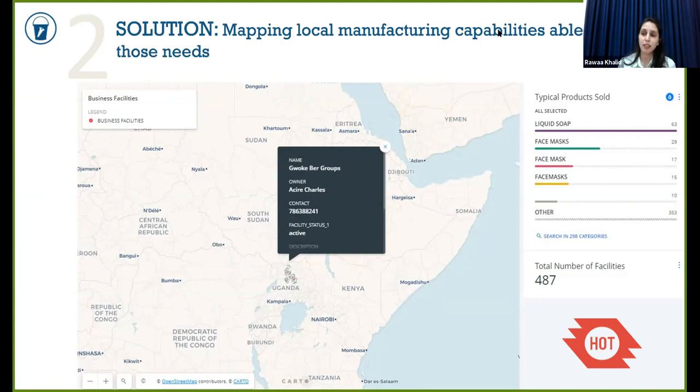So for example, we are searching for where the nearest 3D printers are to these needs, because with 3D printers we can make, for example, a face shield. Or where is the nearest injection mold to our needs, because with injection molding we can also make face shields. So by using the Open Know-How standards, we are trying to collect data and understand the local capabilities and capacities of the existing manufacturers. So this is one of our responses to the challenges of importing the items.